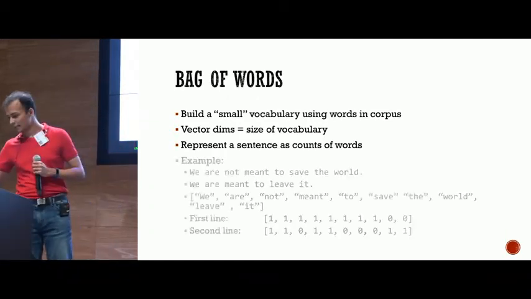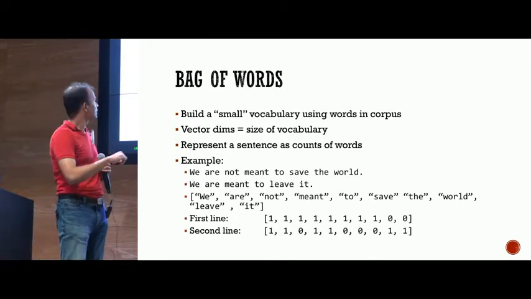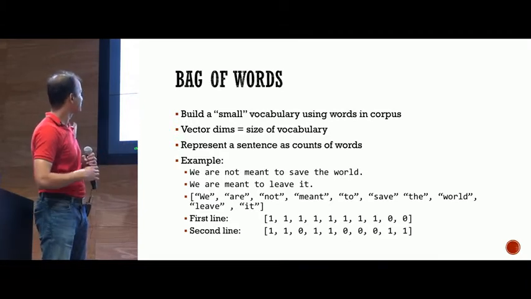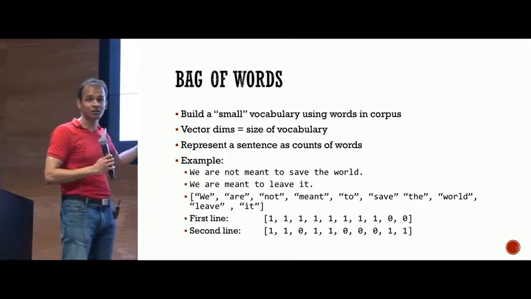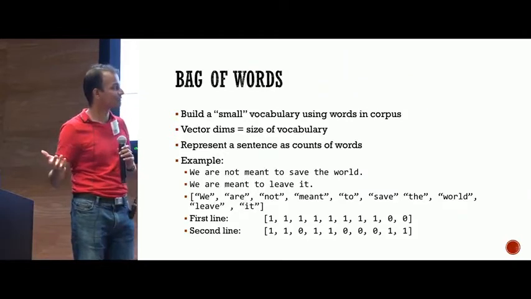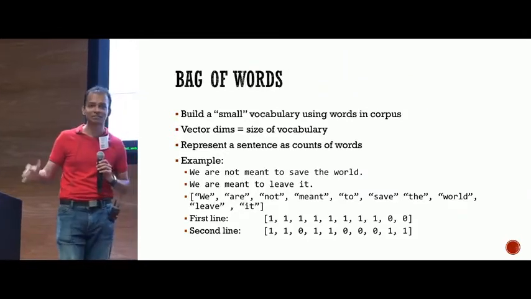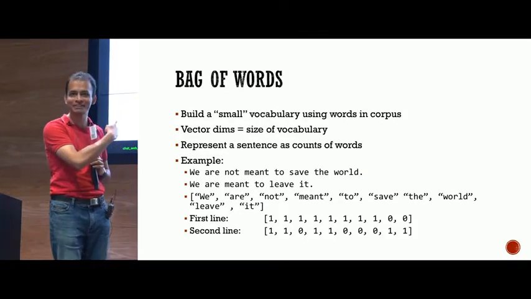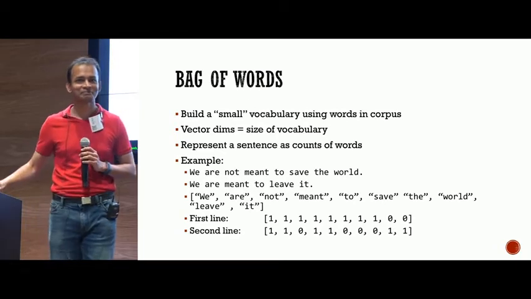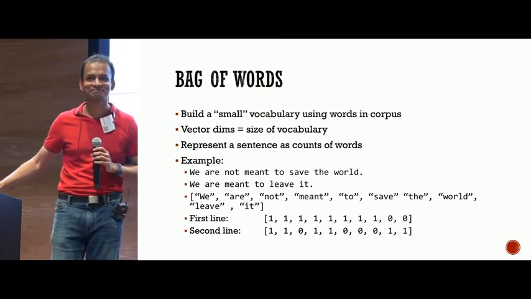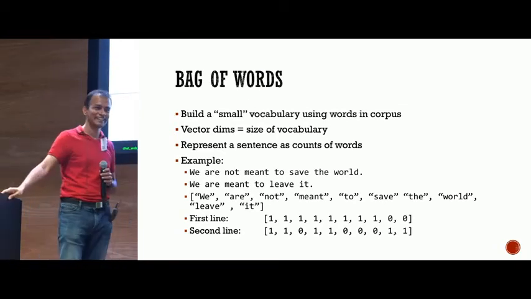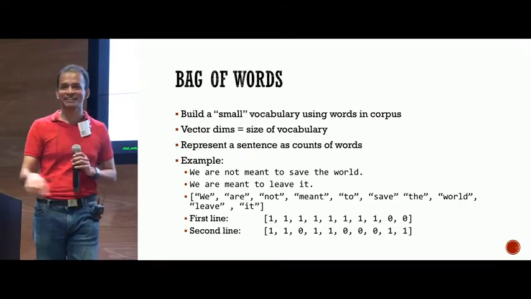So let me see here. Yeah. For example, these are the two sentences: we are not meant to save the world, we are meant to leave it. Does anyone know where these two sentences come from? Any idea? That's correct, yeah. This is from Interstellar.